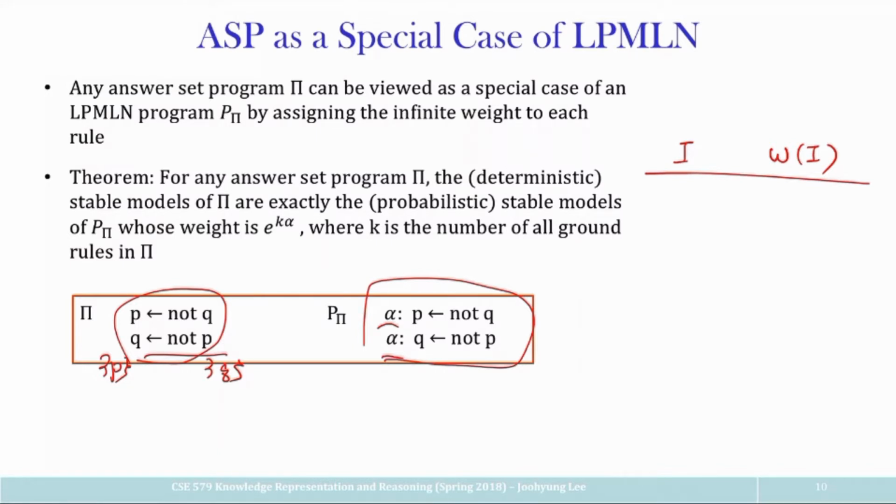All right. So let's see. Now, what happens with each of these interpretations? Let's start with the empty set. How do you find the weight of the interpretation empty set? Let's look at this program. First, we have to do what? Subset that is true under this interpretation. So what is that subset?